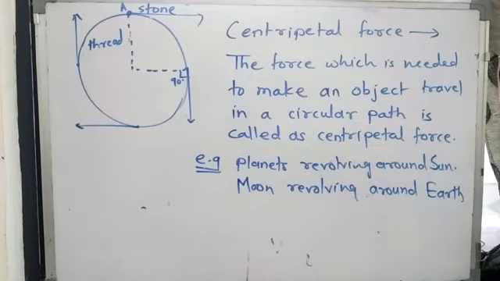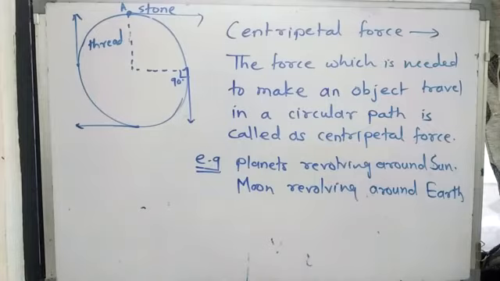Simple example: all planets are revolving around the sun. The moon and artificial satellites are revolving around the earth. So why are the planets revolving around the sun? Because the sun is applying a force, that is the gravitational force. But that force is directed toward the center of the orbit, so that force is called the centripetal force. The moon is revolving around the earth. The earth is at the center and the moon is revolving in a circular path around it. That force is called the centripetal force. Artificial satellites are revolving around the earth; the force applied by the earth is the centripetal force.